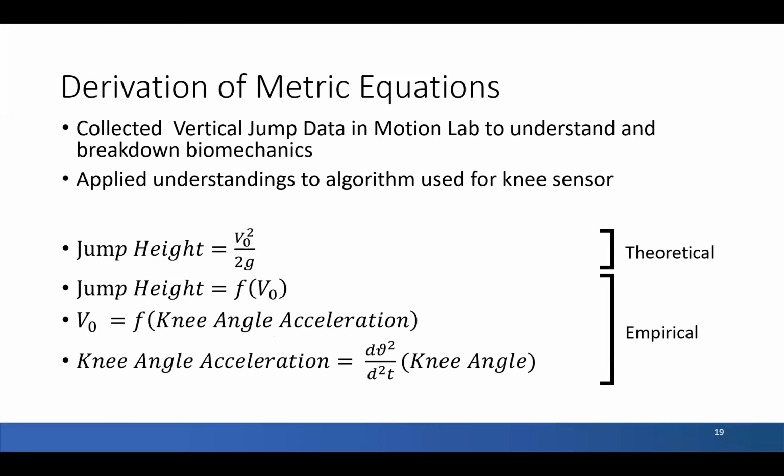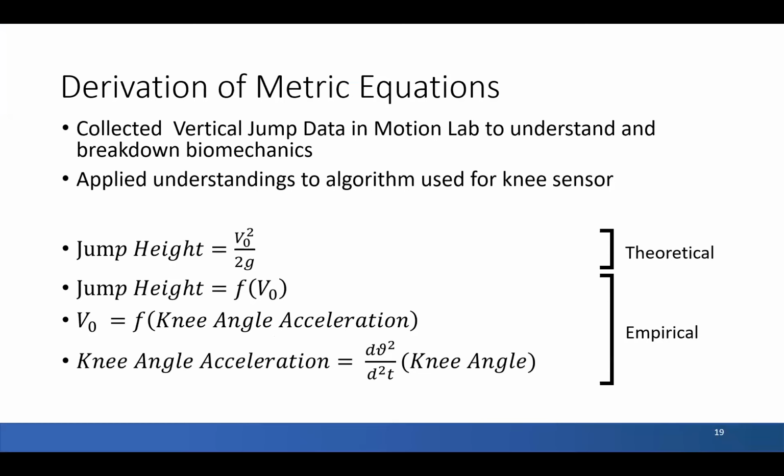So looking more into the algorithm behind the app that develops metrics, these are the basic equations that we're using to get the metrics. We collected vertical jump data in the motion lab in order to understand the vertical jump and to actually break down these mechanics. And this is how we formed these equations. We're applying our understanding of these metrics into the algorithm.